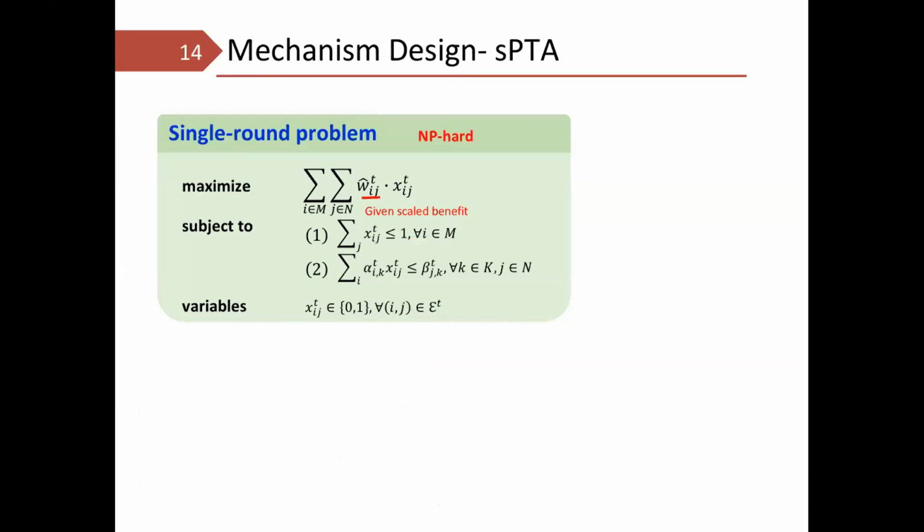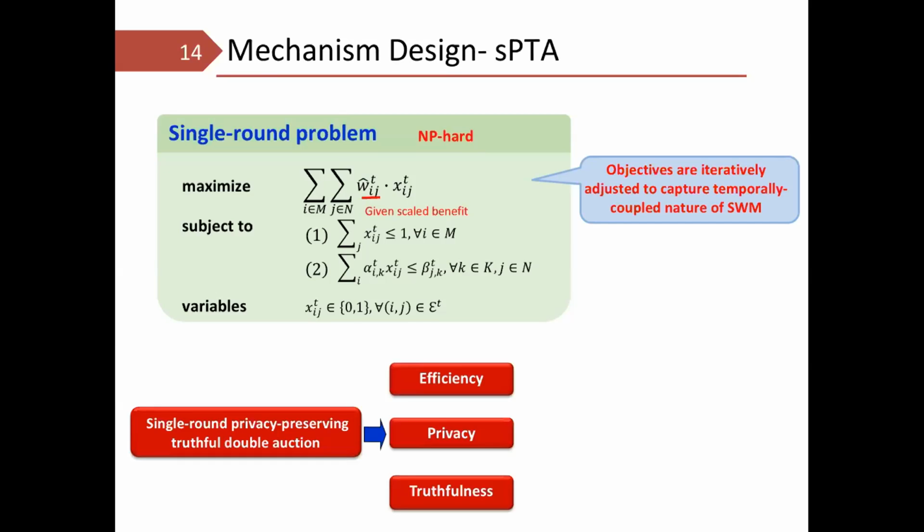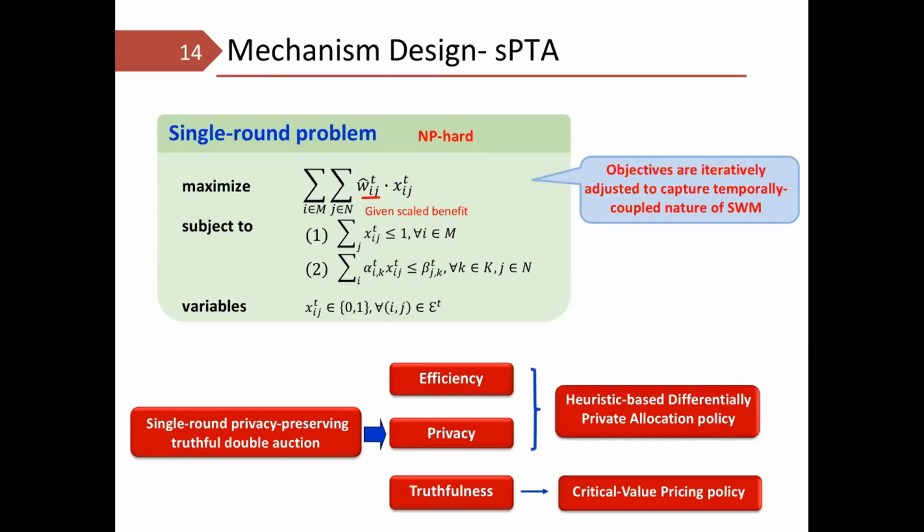Okay, let's look at how to design SPTA. We first reformulate the NP-hard single-round social welfare maximization problem without long-term budget constraints. Here, the net benefit omega_ij^t is modified to a scaled benefit given by OPTA, such that the objectives of different slots are iteratively adjusted to capture the temporally coupled nature of the problem. So SPTA is expected to give efficiency, privacy, and truthfulness guarantees, where the former two are realized by heuristic-based differentially private allocation, and the latter one is achieved via critical value pricing.